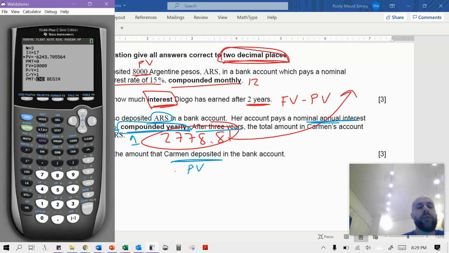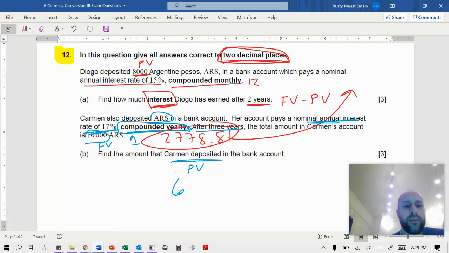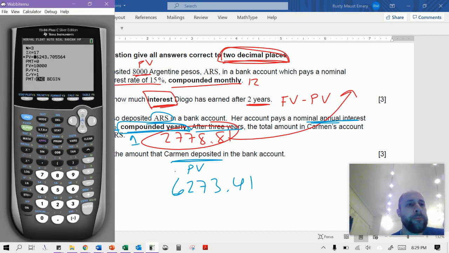Notice the present value shows up as a negative, and that's okay. When you record your answer, you wouldn't need to write that as a negative. So negative 6,243.71. Nope, messed that up. 6,273.41. Got that switched around there.